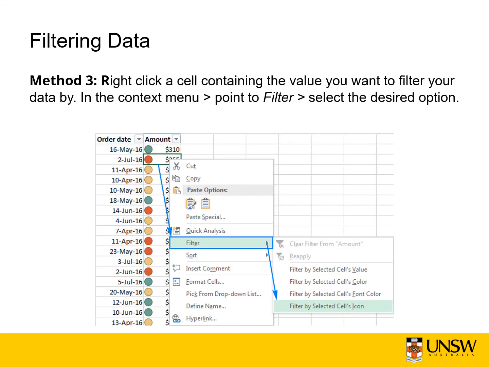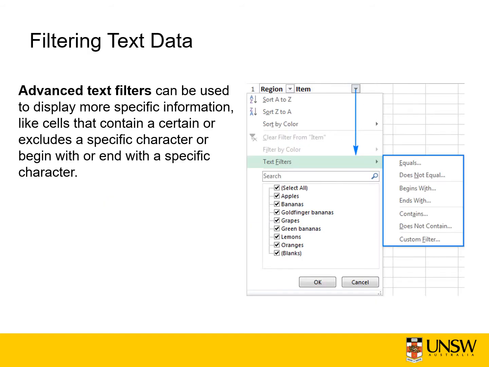One more way to filter data is to create a filter with a criteria equal to the content of the selected cell. To do this, right-click a cell containing the value, color, or icon you want to filter your data by, and in the context menu, point to Filter and select the desired option. As I said, there are four types of filters.